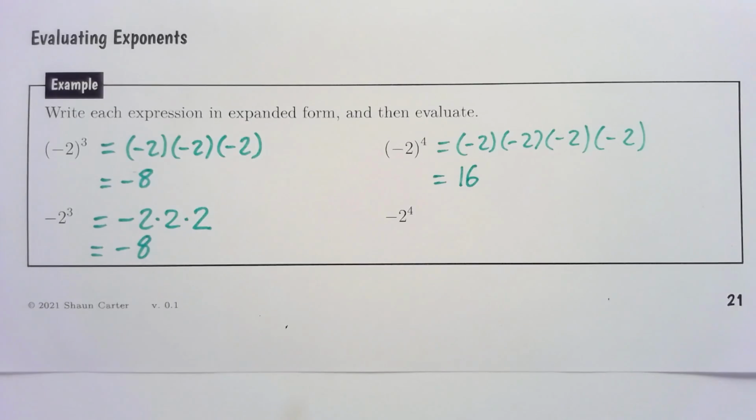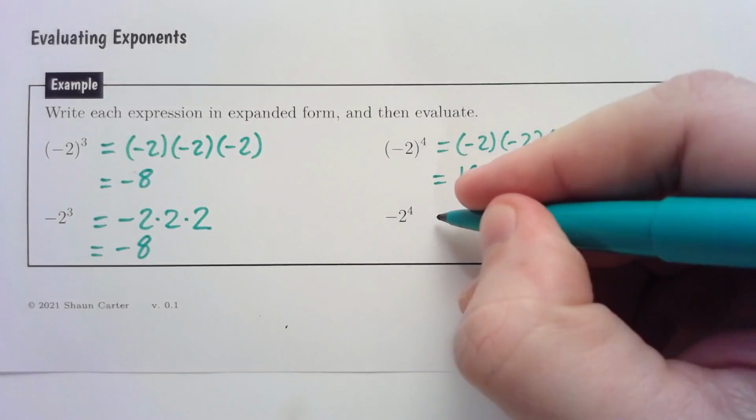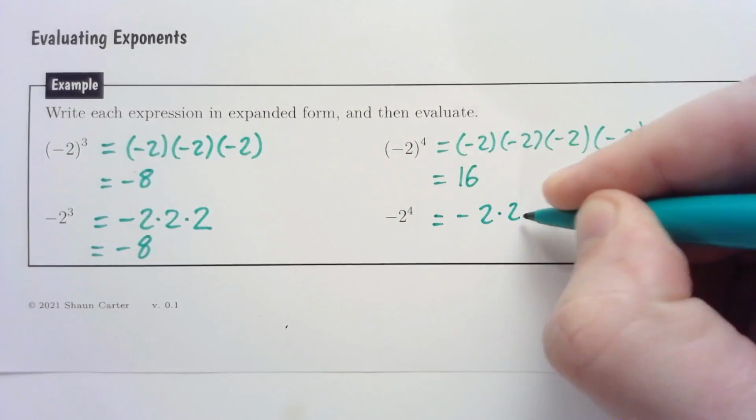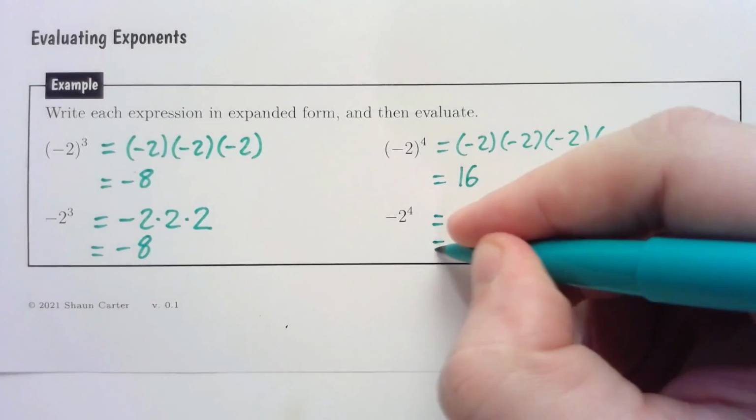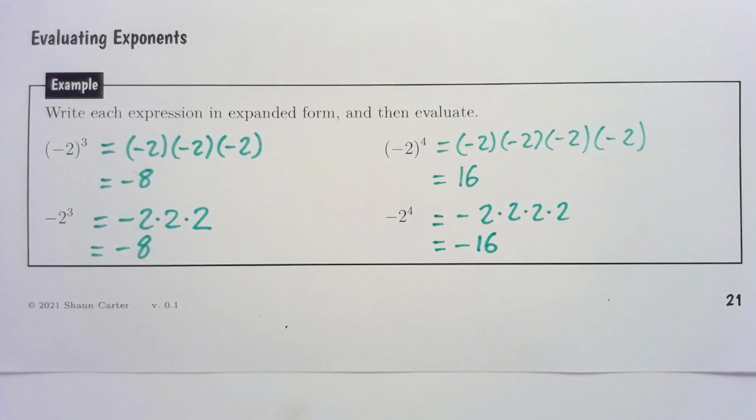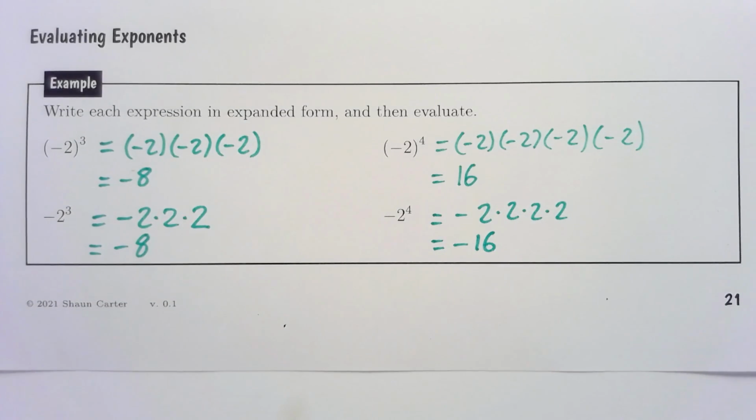Now if we have a negative in front of 2 to the power of 4, like before, the negative is no longer part of the base. So we have 2 times 2 times 2 times 2 with a negative in front. So this is negative 16. Now have you noticed what's different about these expressions? Why with the power of 3 we ended up with 2 negative answers, and with the power of 4 we ended up with a positive and a negative answer?